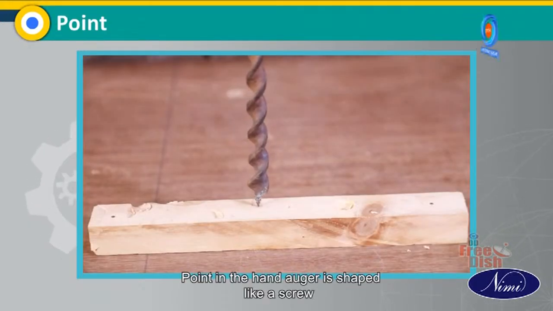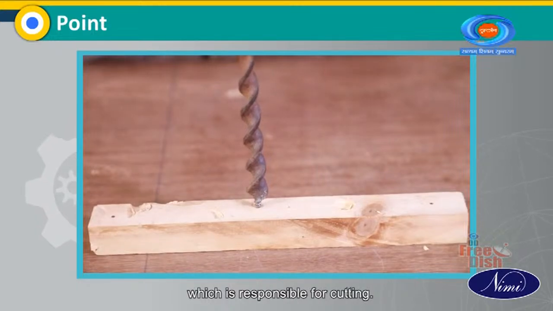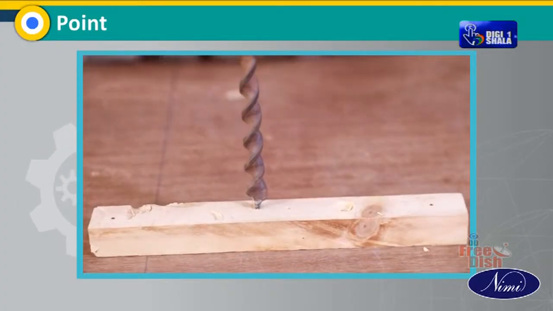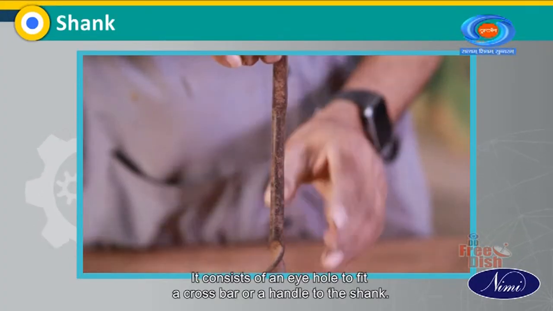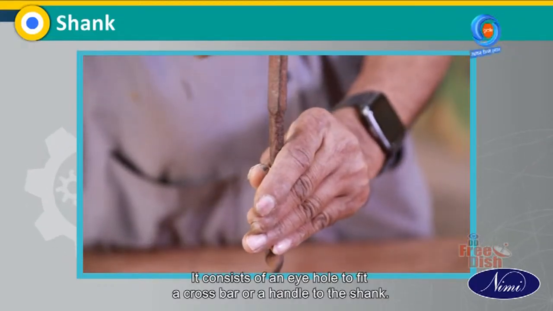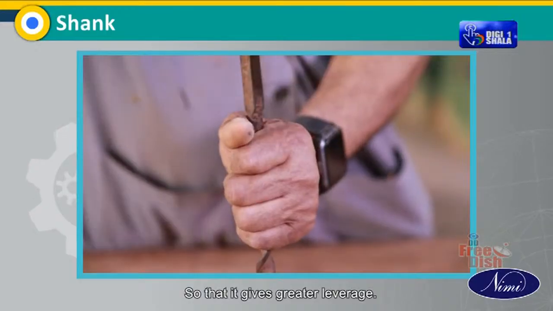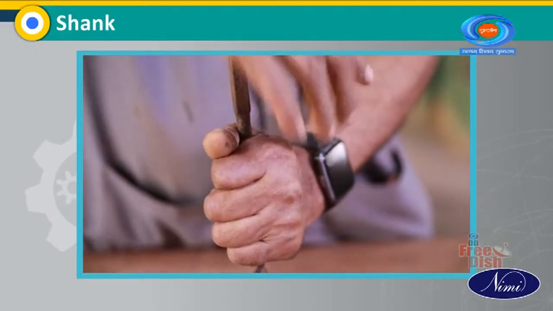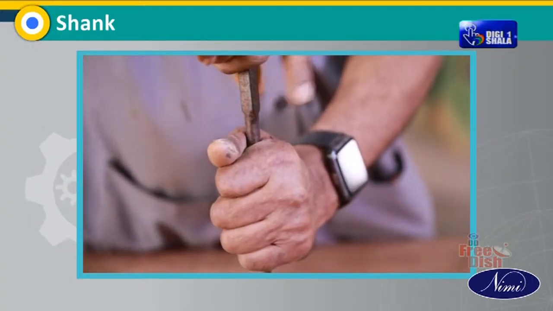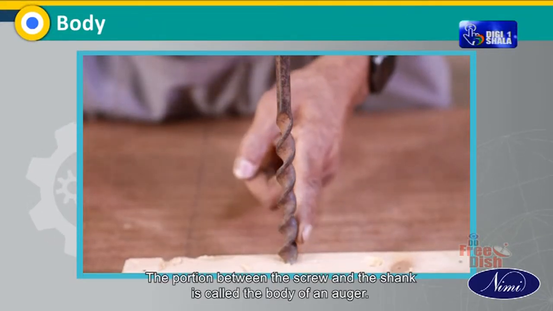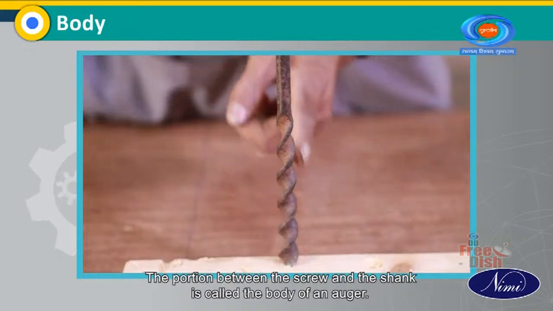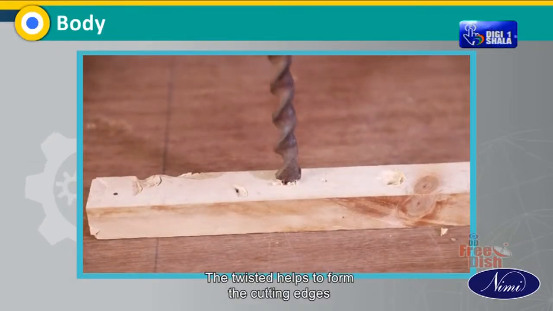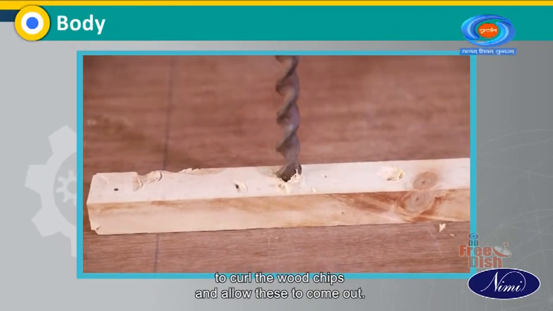Point. The point in the hand auger is shaped like a screw which is responsible for cutting. Shank. It consists of an eye hole to fit a crossbar or a handle to the shank so that it gives greater leverage. Body. The portion between the screw and the shank is called the body of an auger. The body is twisted. The twist helps to form the cutting edges, to curl the wood chips and allow these to come out.